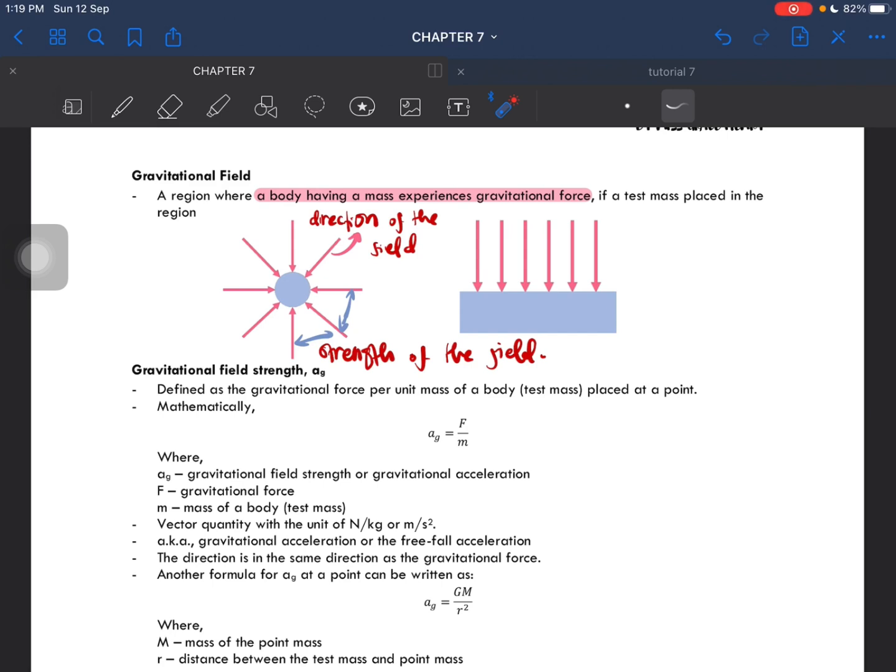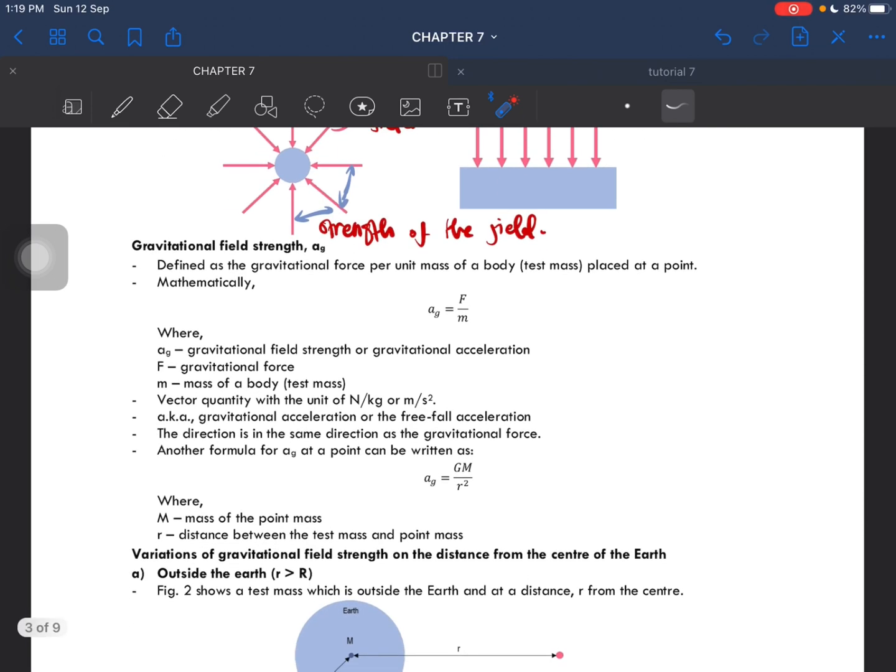Let me check if I've missed out on anything. For a radial field around an object, obviously you will draw the arrows in this way, so they are moving in onto the object radially. Okay, that's basically the important bits.